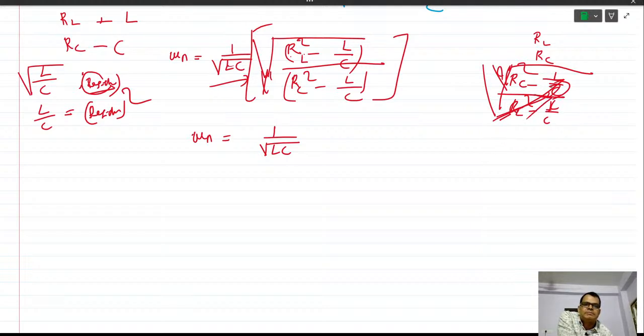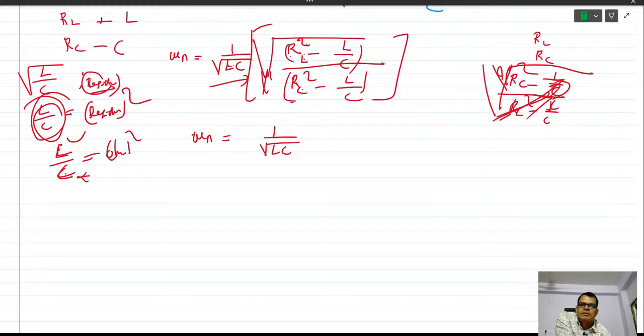This confusion is simply eliminated by this relation. L upon C is the ohm square, that is, in the numerator is L and in the denominator C. So here the RC comes from the capacitor, so it is in the denominator, and RL comes from the inductor, so it is in the numerator. This analogy can remove the confusion between RC and RL, which term will be in the numerator and denominator.